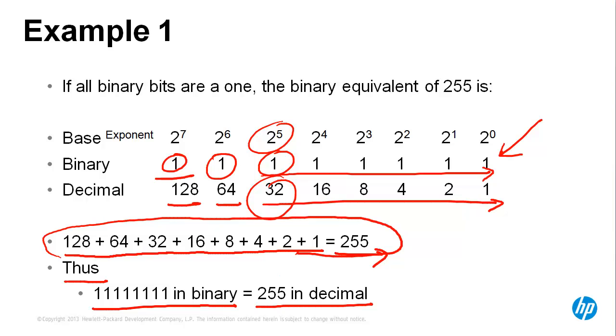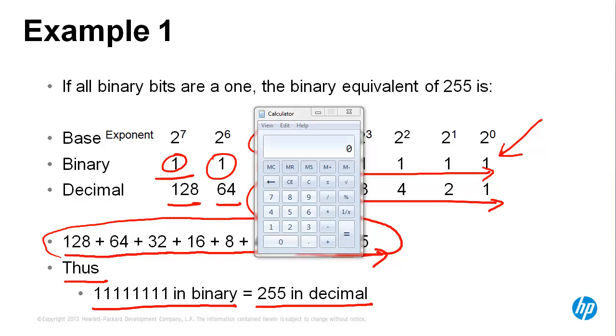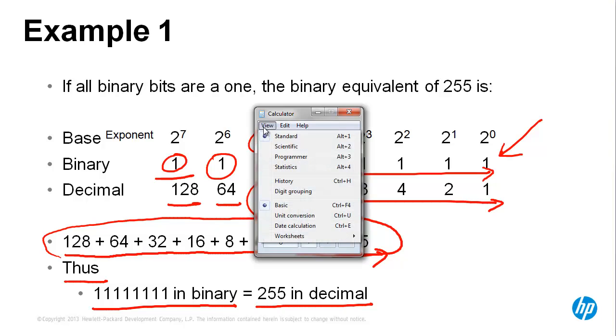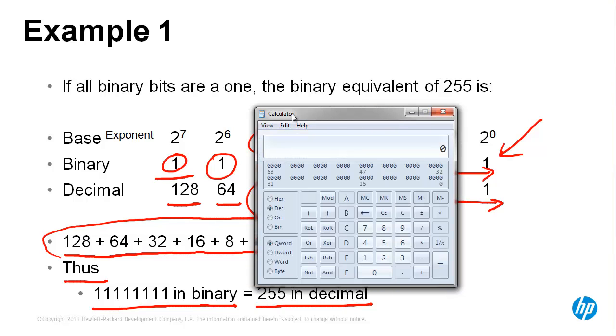So let's demonstrate this by using a Windows calculator. In this example, I'm using Windows 7. I'm going to go to the calculator and change it to Programmer. That allows me to see, for example, decimal and binary values. So 255 in decimal is equivalent to 8 binary ones. Or once again, 8 binary ones is equivalent to 255 in decimal.